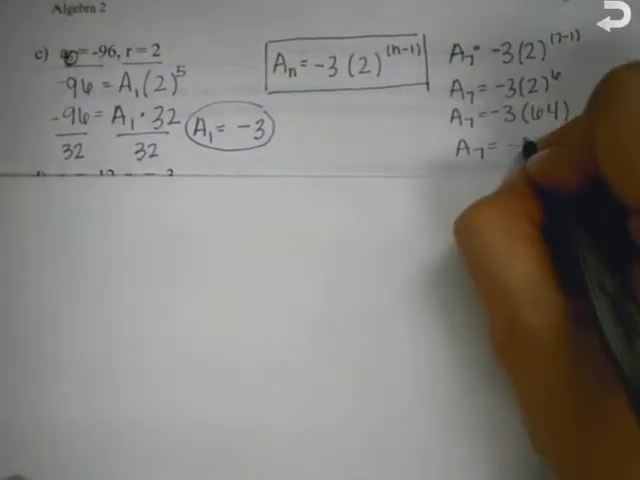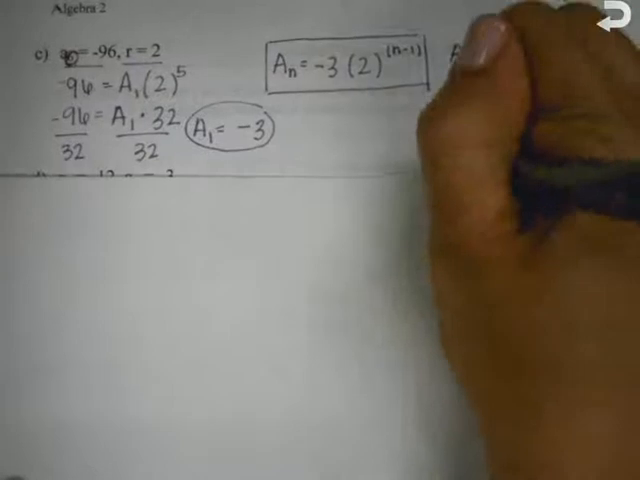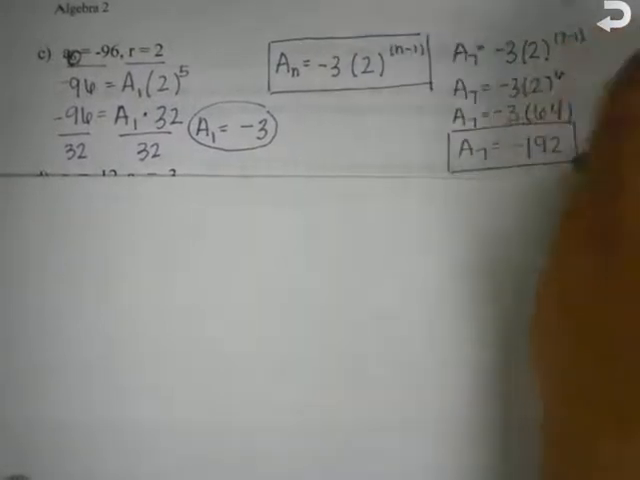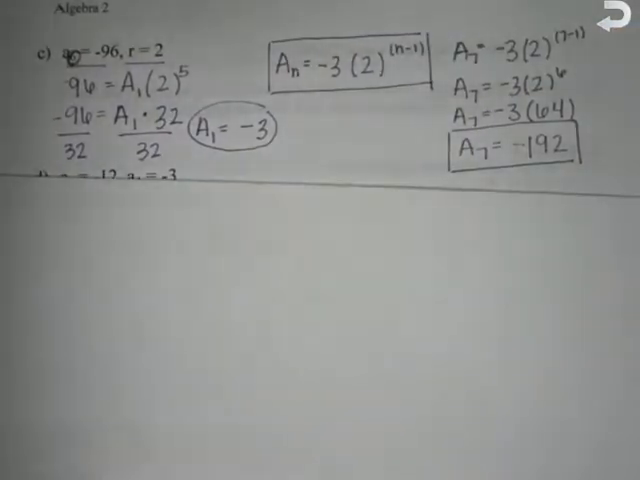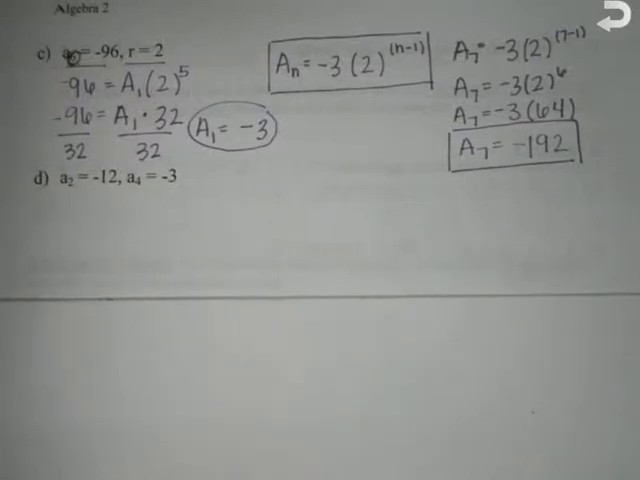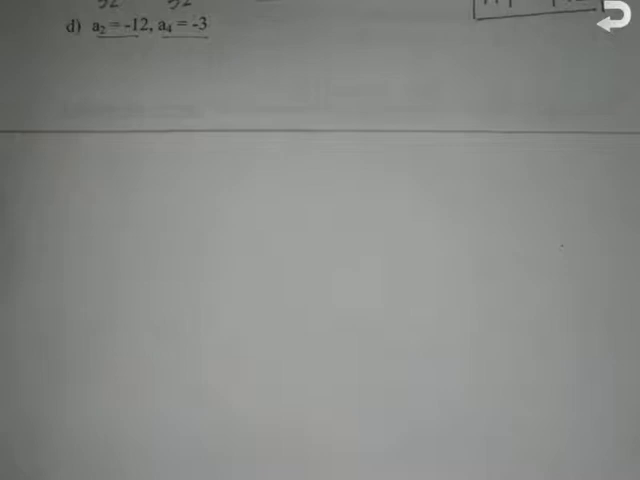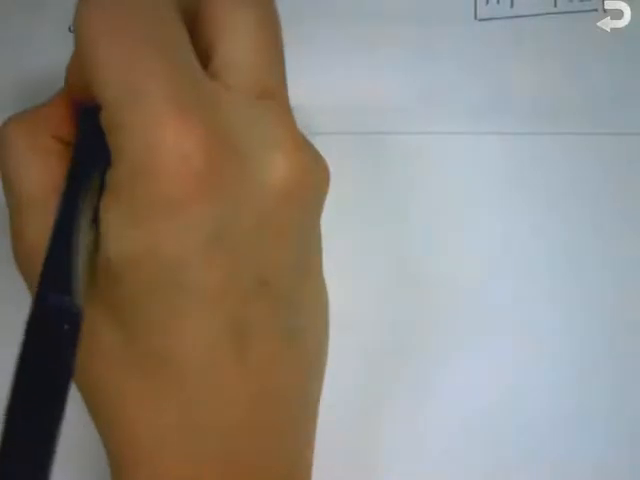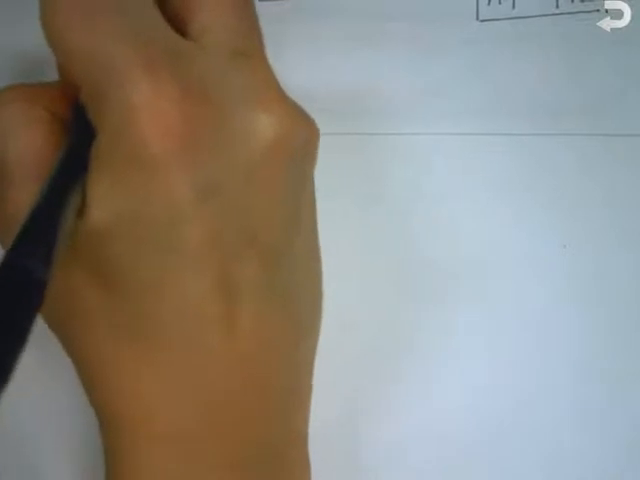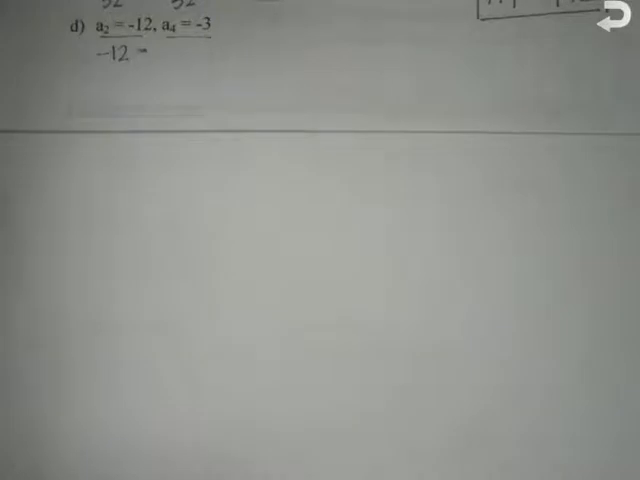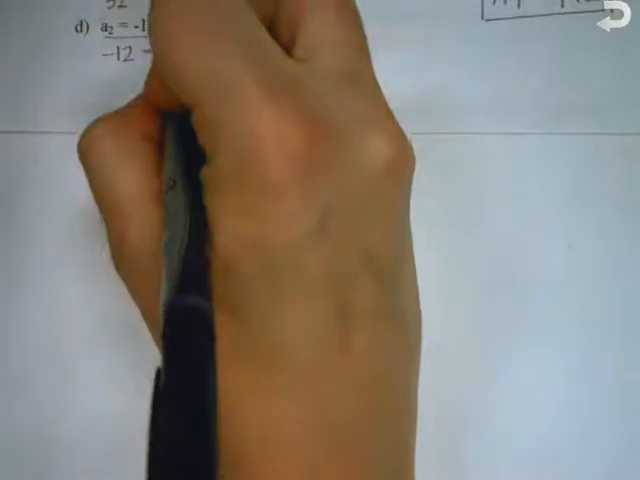Okay, good? Okay, what about part D? Part D is just like those previous problems where I've only given you 2 of the terms. I don't give you r, I don't give you the first term. So we're going to have to make 2 equations here. Okay, so let's do a sub 2 first. That's negative 12 equals, we don't know what a sub 1 is, times r to the n minus 1. If I'm using negative 12, what's n? N is 2.